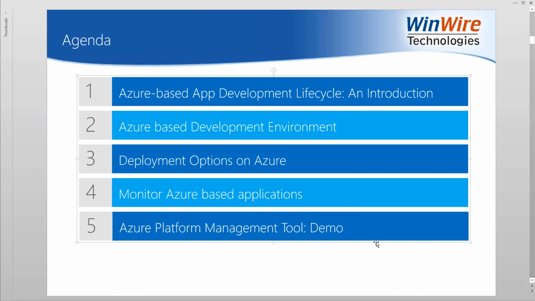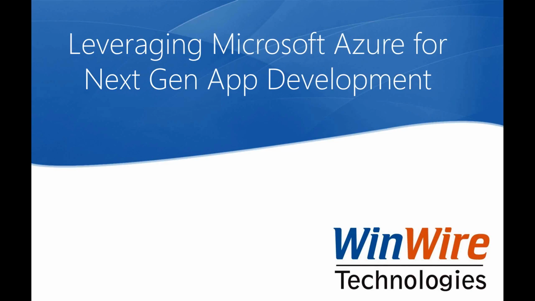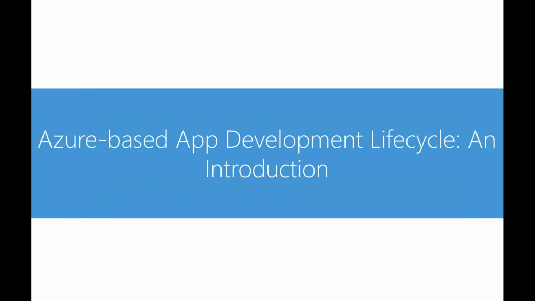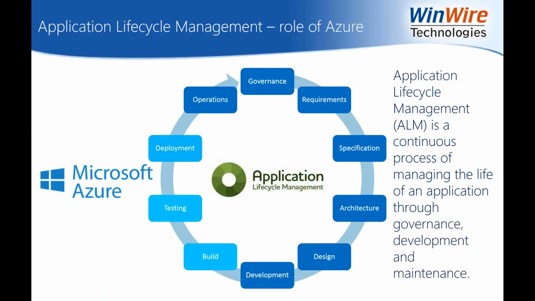All right, so starting with the first topic itself, very clearly, very simply. ALM. I think all of you probably know it. I've just still put it out there. It's the continuous process of managing the life of an application as it's depicted on the diagram out here, from governance all the way to actual operations of the app.